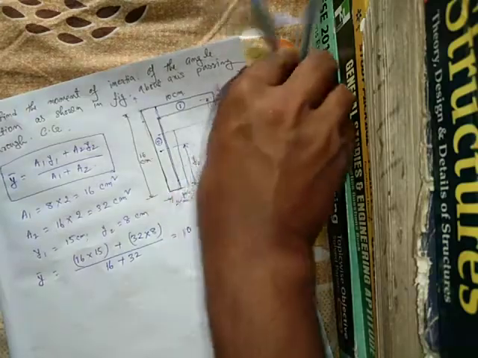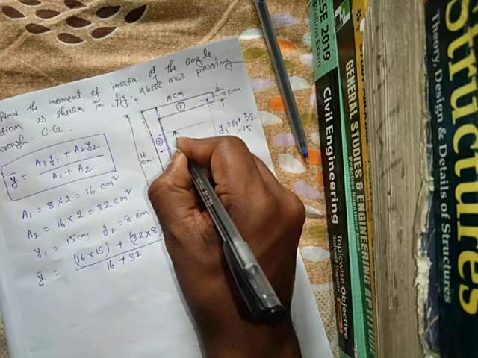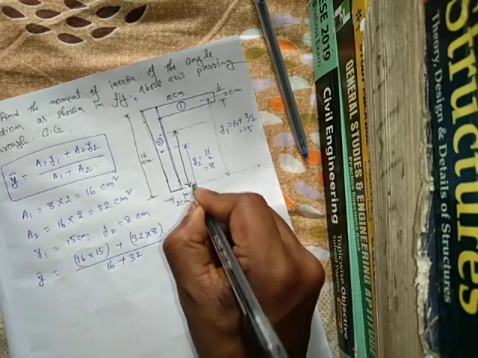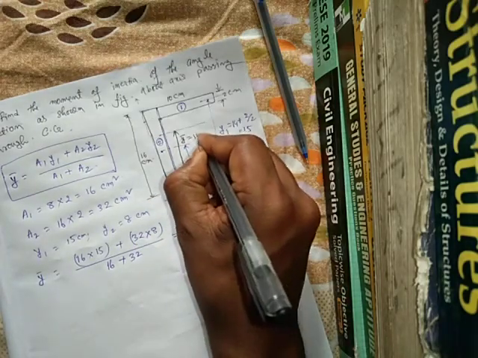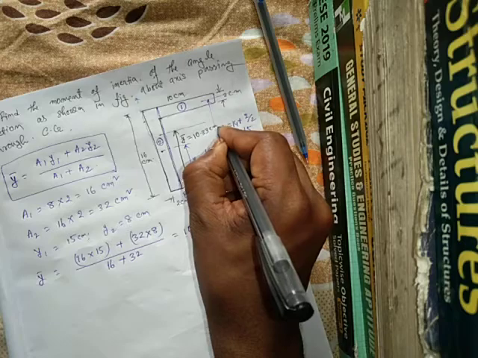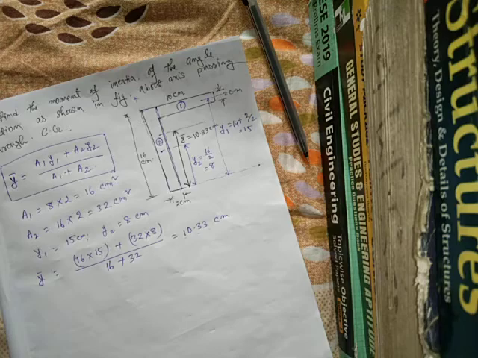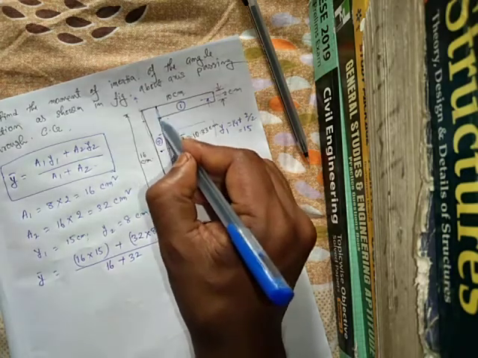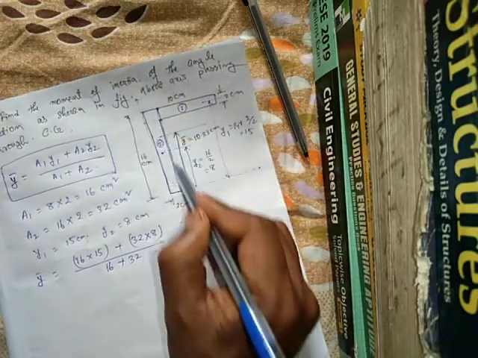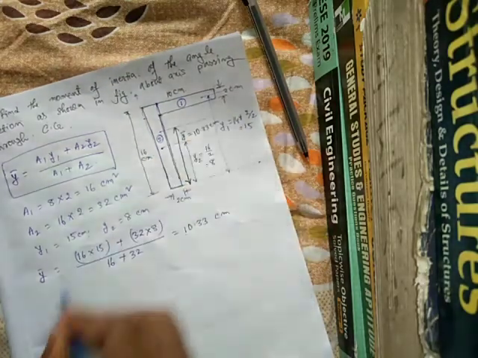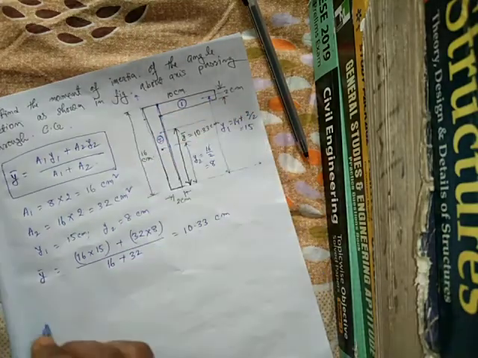I am using the black pen to highlight it. The CG, y bar, of the whole section is y bar equals 10.33 centimeter. Now find the moment of inertia of each section. This is section 1 and this is section 2. Find the moment of inertia of section 1 about its CG.